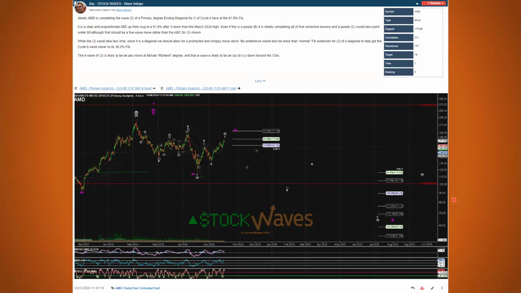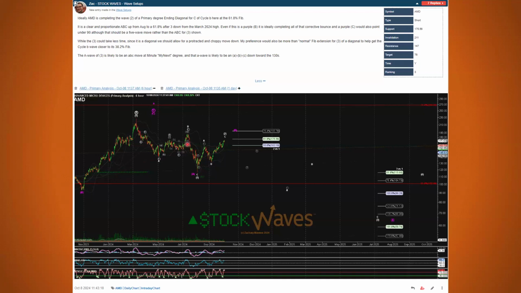AMD was another short wave setup that we saw back in October. We saw very clearly that it was filling out this ABC consolidation into the normal fib resistance as either this parentheses wave 2, or the alt count was as an A and a B wave in purple, counting this as a B wave high, counting this as 5 waves up for the cycle A wave, which was the alt count that Garrett leaned a little bit more to.